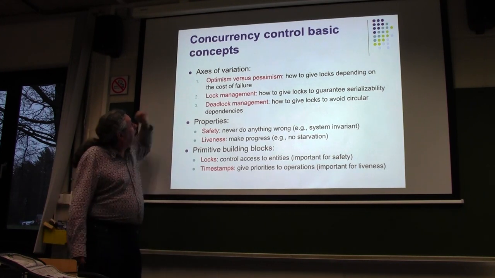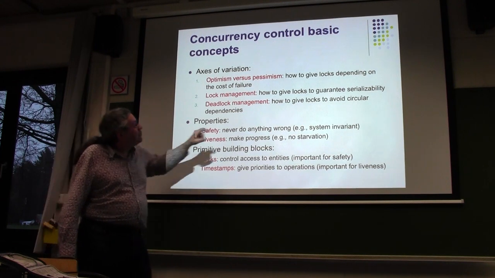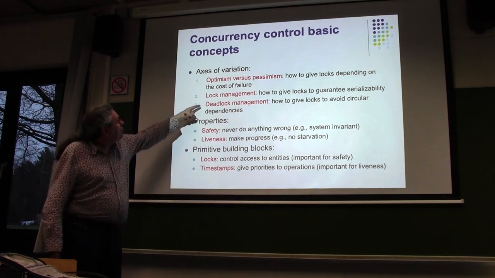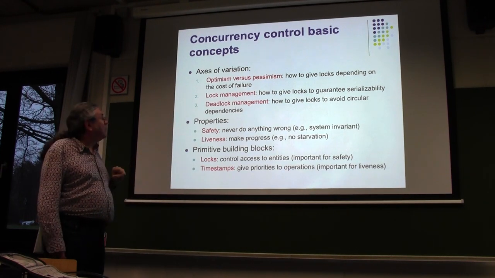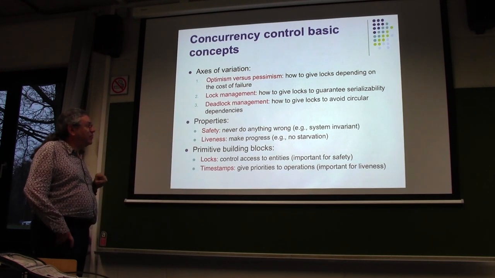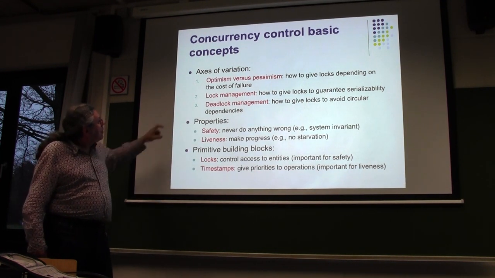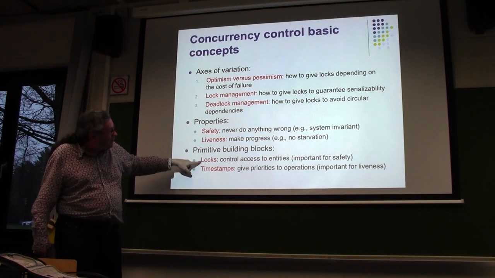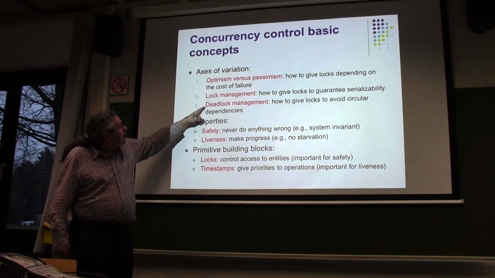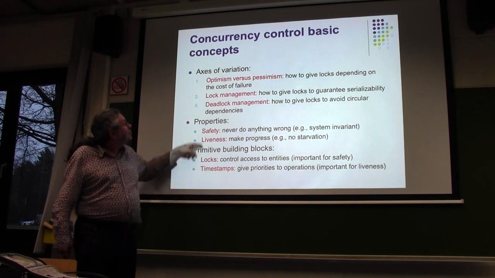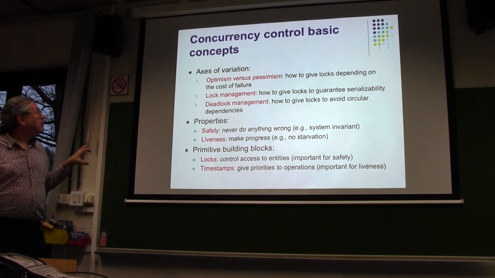So the first axis is optimism versus pessimism. Then the second one is lock management, that's for serializability. And the third one is how do you handle deadlocks? So this is a kind of circular dependency that I will talk about, okay? And so we need to satisfy both safety and liveness. So the lock management is used for safety, and the deadlock management is used for liveness, and it will use timestamps. So these two are very different. They're kind of orthogonal, okay?